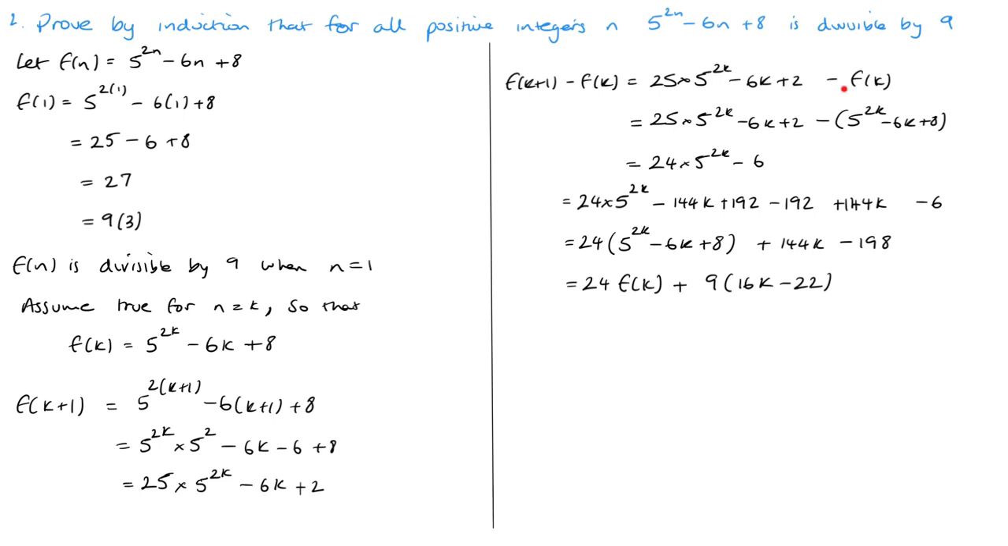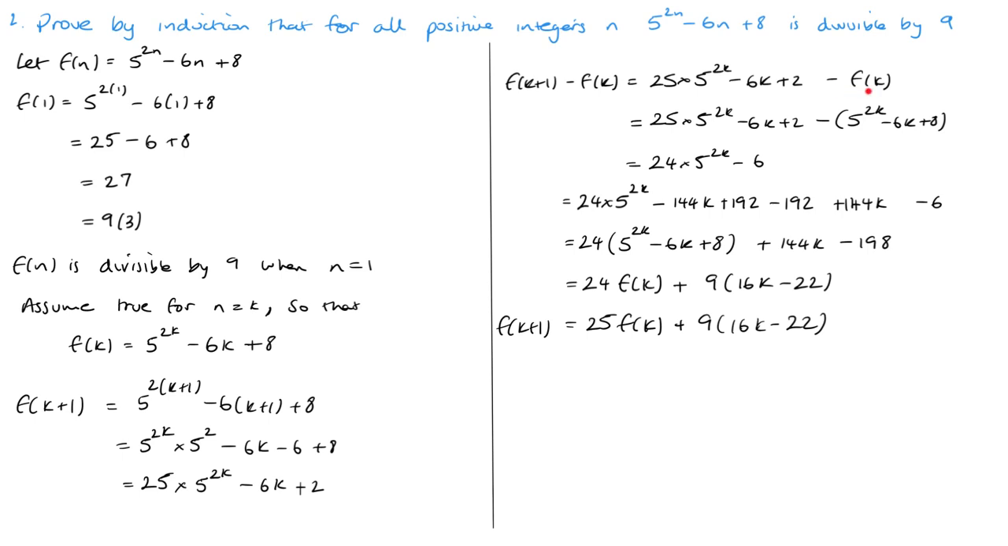To be honest, the minus in the 5k in this case, I probably should have done it from here. Anyway, let me just take that 5k from the left over to the right. So we're left with f of k plus 1 equals 25 f of k plus 9 times 16k minus 22. Yeah, I probably should have done it from this point.